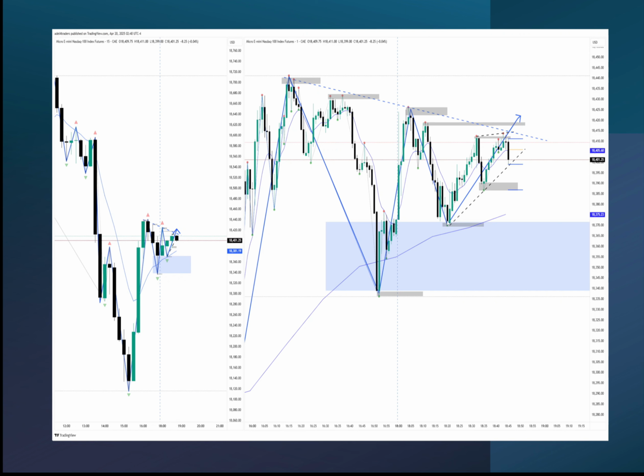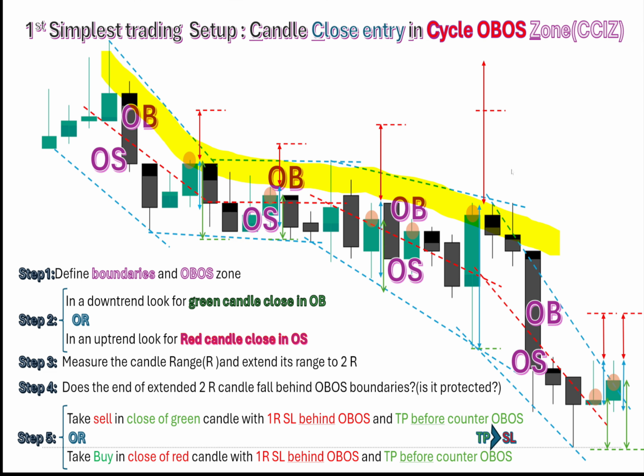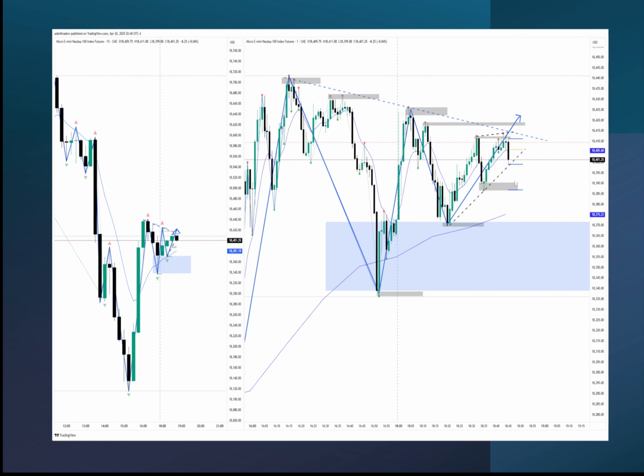If we want to go aligned with the higher time frame, it's going to be a buy setup. The length of this candle is this range here, as you see. At the close of the candle, we're going to enter a buy, and because we have an RR of more than 1, this is our stop loss, and this target is, I think, 1.2 or 1.3 R, which we're just going to guess.